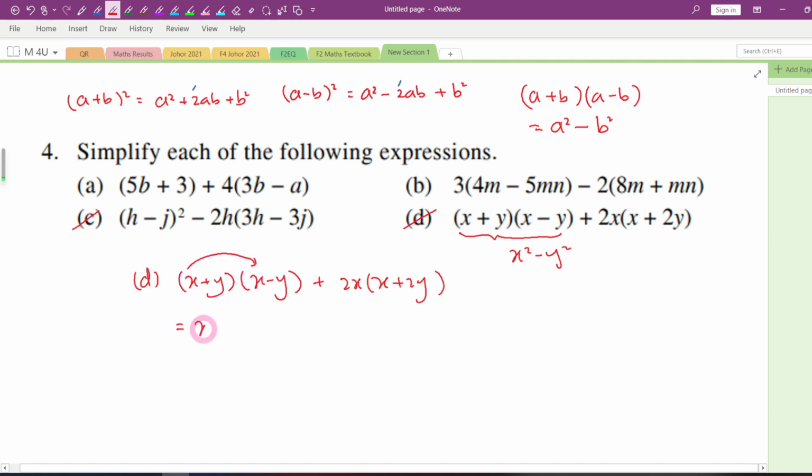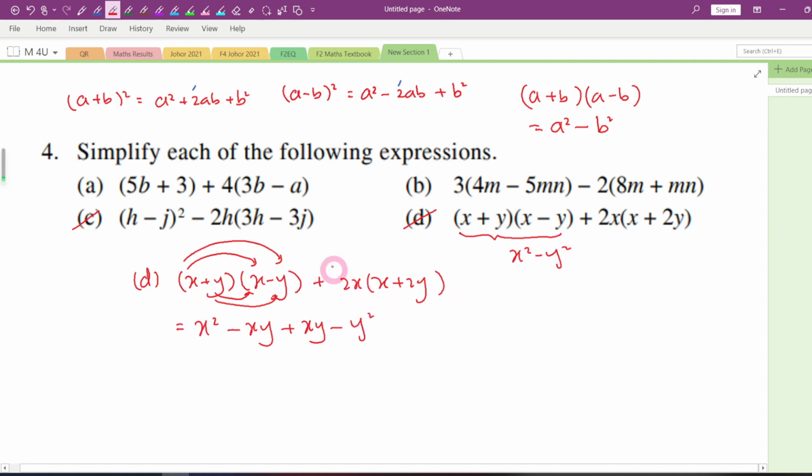x times x, you get x squared, right? Okay, always think about the sign first. Positive, negative, negative xy. Positive, positive, you get positive yx. yx is equal to xy. Okay, let me draw the arrow here. Positive, negative, you get negative, y times y, you get y squared. So you notice that these two actually will cancel out each other. So eventually you will only have x squared minus y squared.